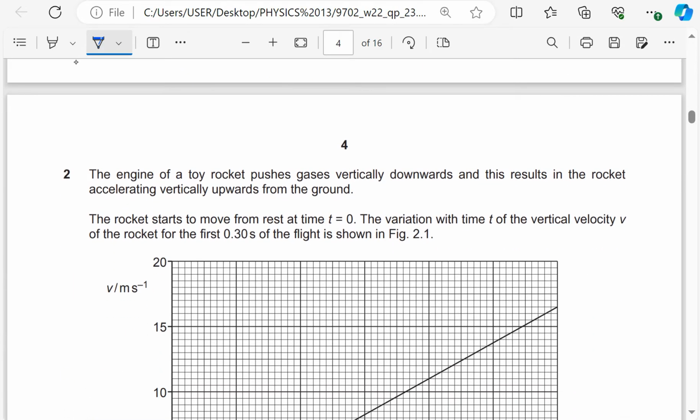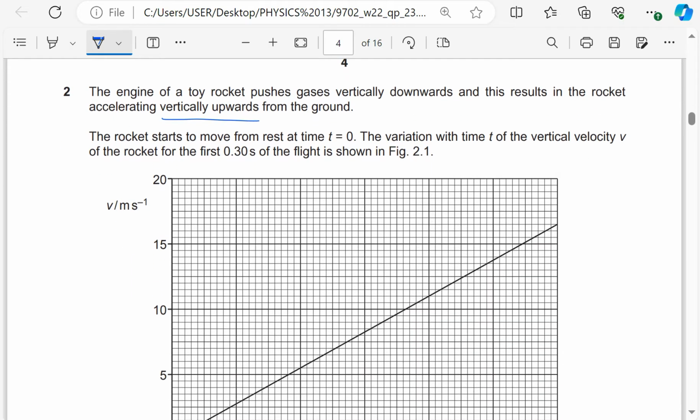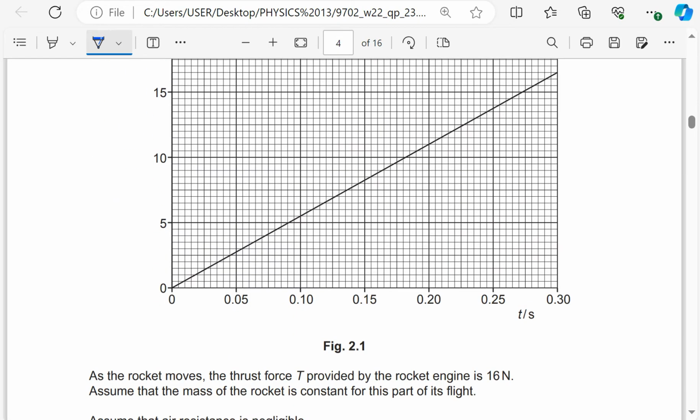The engine of a toy rocket pushes gases vertically downwards, and this results in the rocket accelerating vertically upwards from the ground. The rocket starts to move from rest at time t equals 0. The variation with time t of the vertical velocity v of the rocket for the first 3 seconds of the flight is shown.